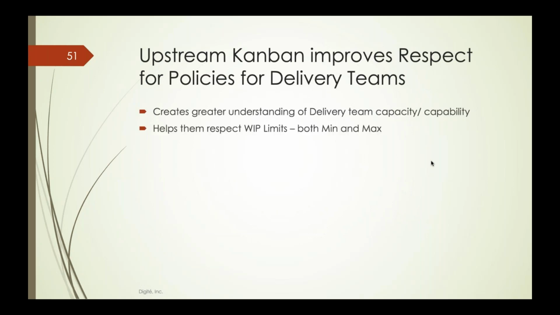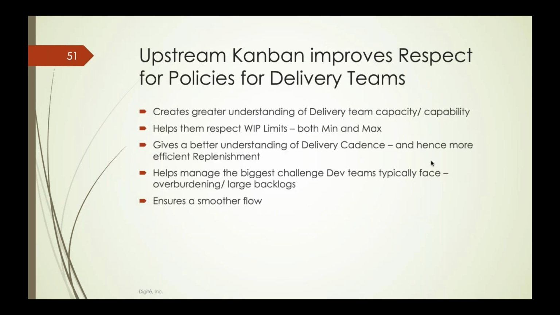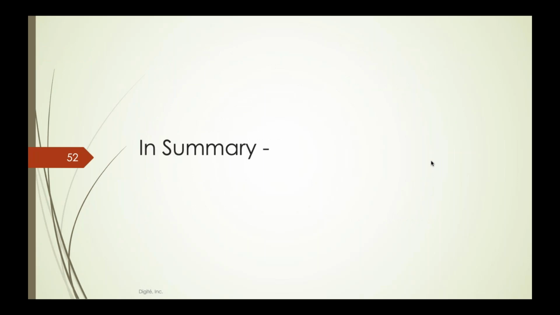In general, of course, for the delivery team, it helps them establish the policies that they want to establish, and it gives both sides, the upstream as well as the downstream, a far greater collaborative environment in which to respect the mutual policies, and to make sure that the overall flow of work is smooth from upstream to downstream and throughout the overall value stream. And as a result, both sides become far more invested in Kanban, and therefore you see a far more sticky version of the way that Kanban gets implemented.